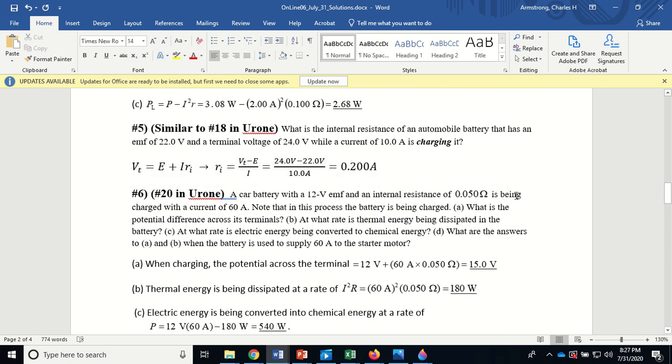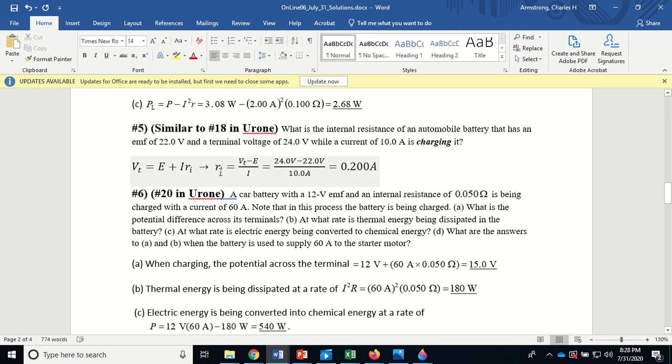So what is the internal resistance of an automobile battery that has an EMF of 22 volts at a terminal voltage of 24 volts? In other words, we're putting more voltage in than the EMF because we're charging it. We're giving it energy, and we're putting in 10 amps to charge it. Since the current goes in the opposite direction, we actually have the EMF plus whatever we put across that internal resistance. This is the terminal voltage. We're putting that voltage in, not taking it out, to charge the battery back up.